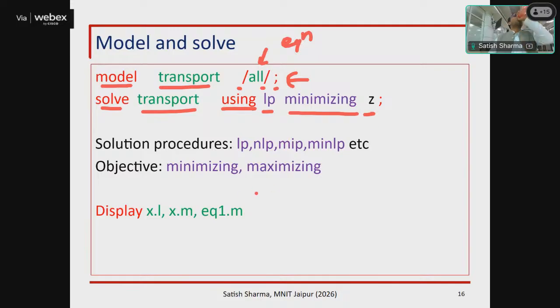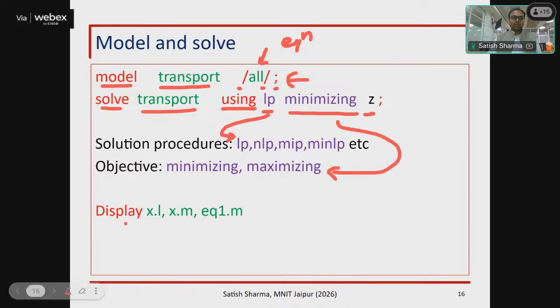These are your solution procedures: LP, NLP, MIP, MINLP, etc. And then either you are going to minimize or maximize, so what will be the objective? Then after this particular statement, GAMS will give you the results. This is it. Then we can also use a display command: once we have solved this, just show me x values and eq1 values, and I can use this command.